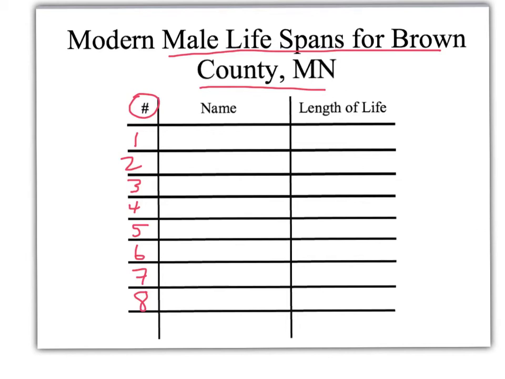So we're going to come up with 8 males that lived in Brown County that have passed away and how long they lived. If you've got individual number 1, and his name is Joe Smith, and he died when he was 81 years old, his length of life is 81. Then you find another one. His name is John Doe, and he lived for 56 years, so his length of life was 56 years. So you're going to find 8 males.